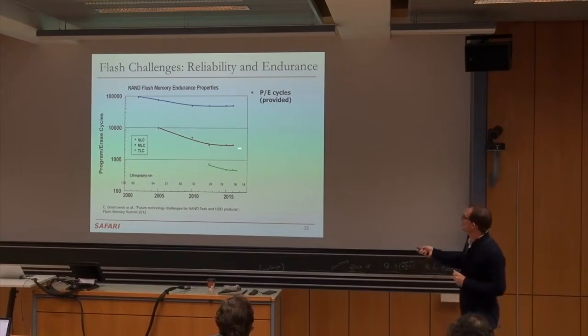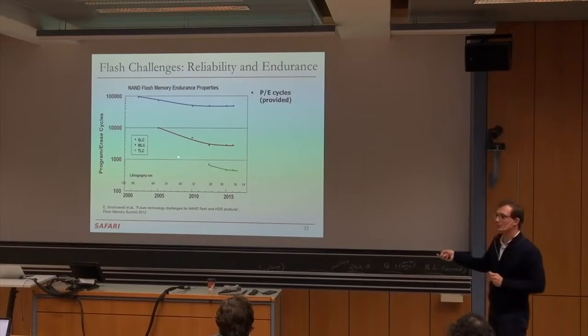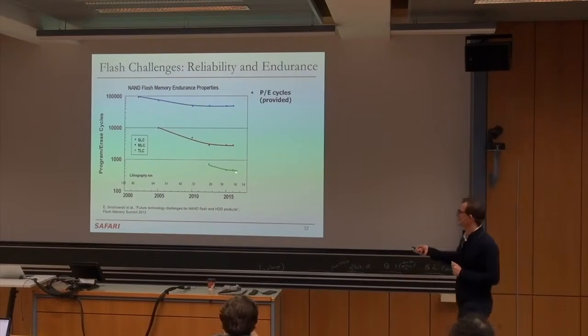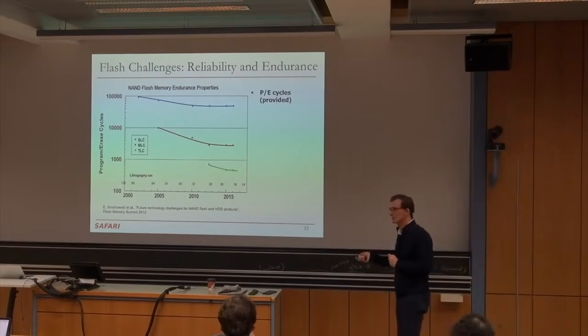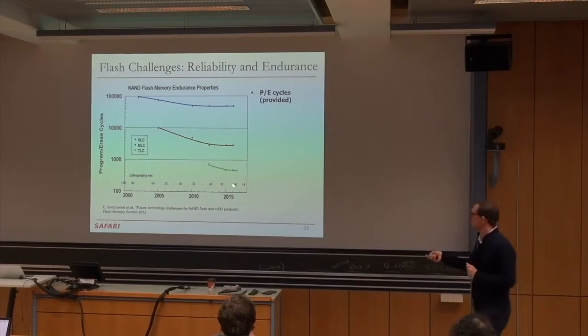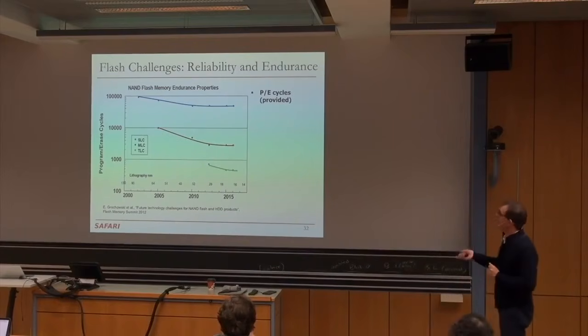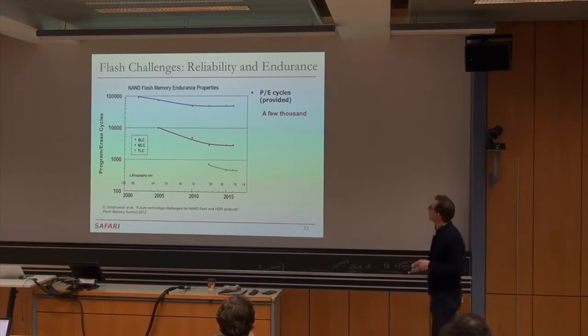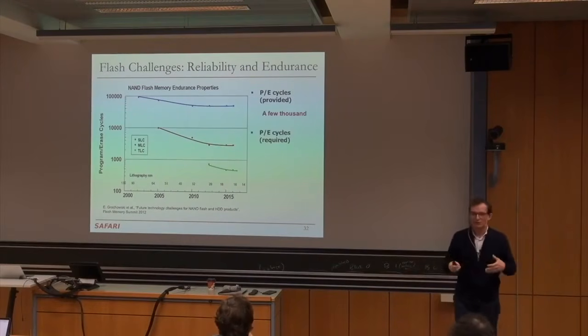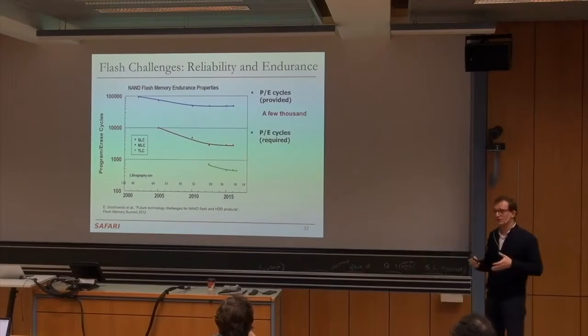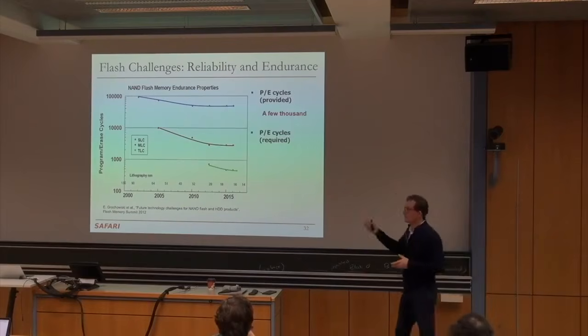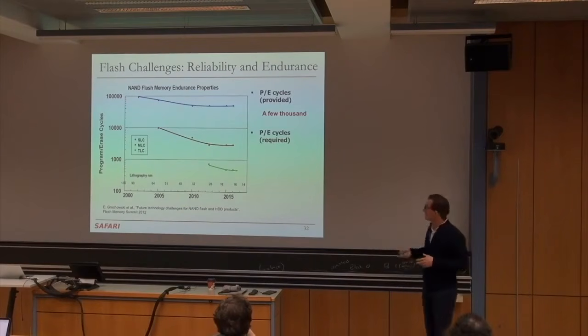This is multi-level cell. It's about 3,000. And this is triple level cell. You store 3 bits per cell. And that's very low. It's getting close to 100 over here. And actually, some more aggressive ones I know are 100. So the provided program erase cycles are a few thousand, let's say. Pick this one.